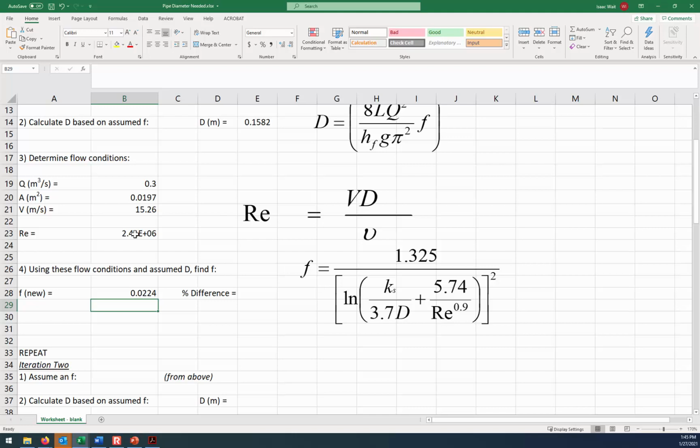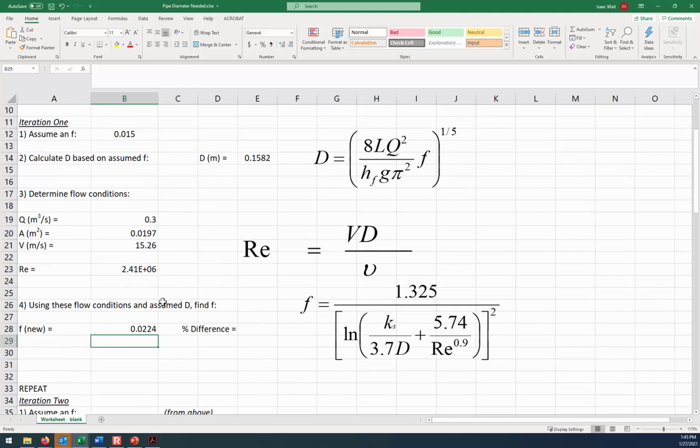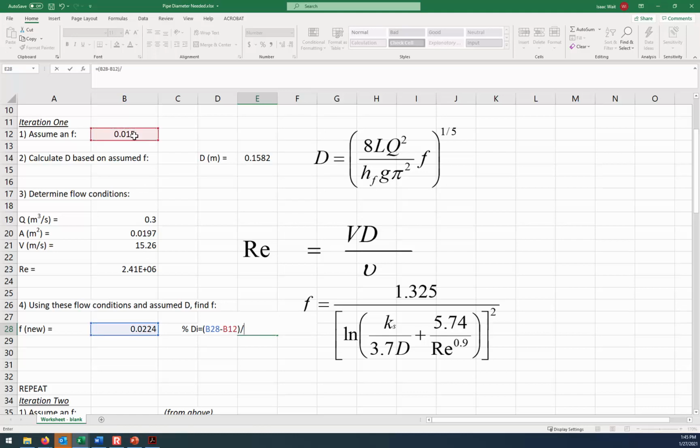And so my guess F value was 0.015 and my new value is 0.0224. Let's, just to get an idea of whether this is converging, let's calculate the percent difference. So the percent difference would be the new value, well, let me first put a parentheses, the new value minus the old value, and then divide by the new value times 100. 33%. So that's not so good. We haven't converged yet. We want the input and the output F value to be closer. That will be the indication that our solution is converged.